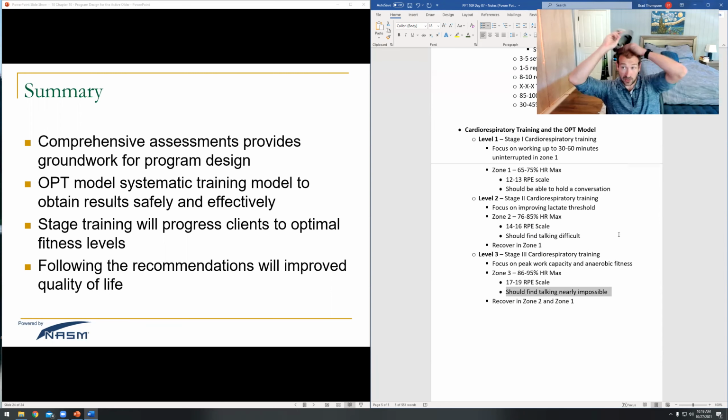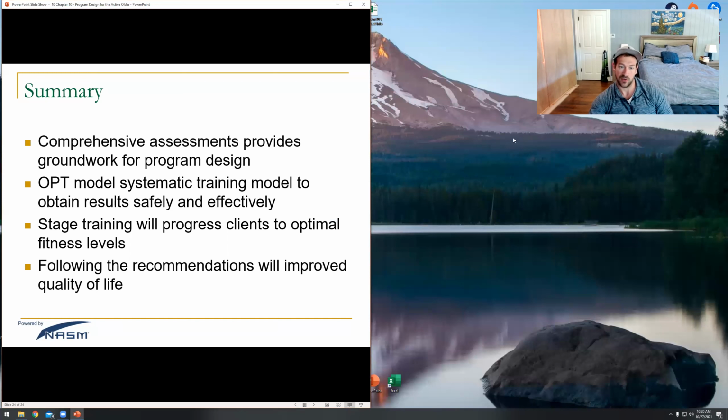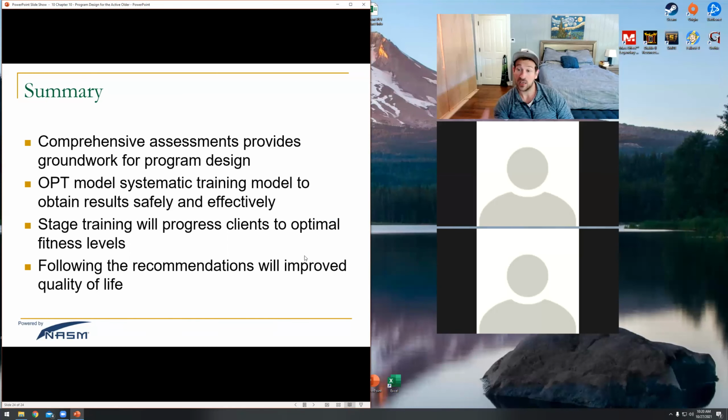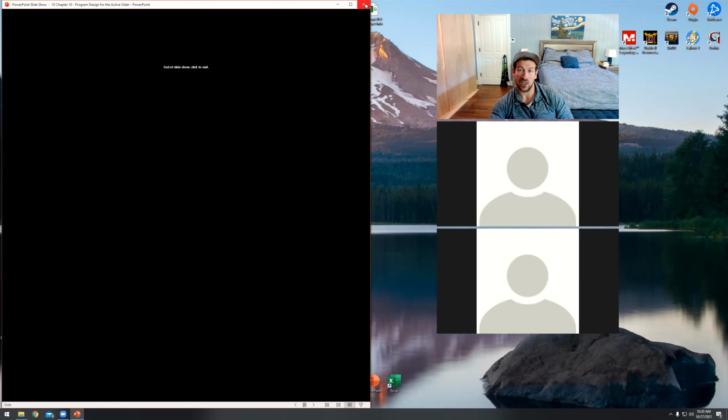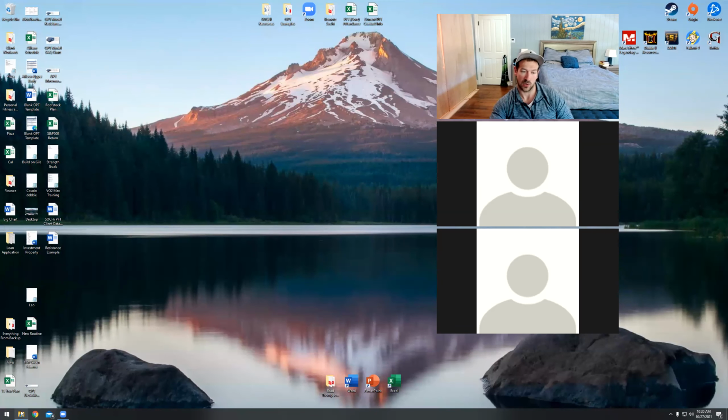So yeah, comprehensive assessments, we know that's always going to be the first step. None of this matters if you aren't picking a routine that's appropriate for your client. Make sure that you're using the OPT model. It is systematic and it is progressive. It builds on itself. Stage training is also really great. Stage training is a good way to keep your cardio from plateauing. And we always want to follow the recommendations in the OPT model, while also considering what our client wants to work on and what is going to lead to the biggest overall improved quality of life.